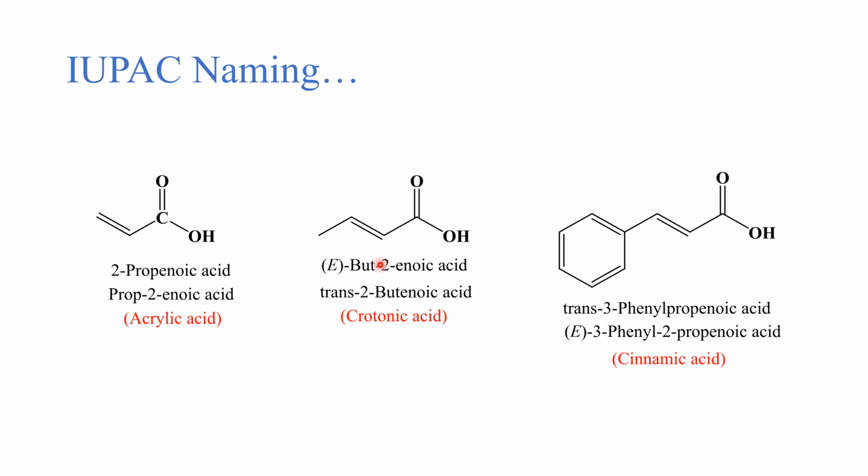Now, the second compound is 1, 2, 3, 4. So this is a 4 carbon chain, and for this, we will use but. Now the double bond is between the 2 and 3 carbon. So this is but-2-enoic acid, or we can write trans-2-butenoic acid. As this was the simplest example, there was no other possibility where that double bond can be placed.